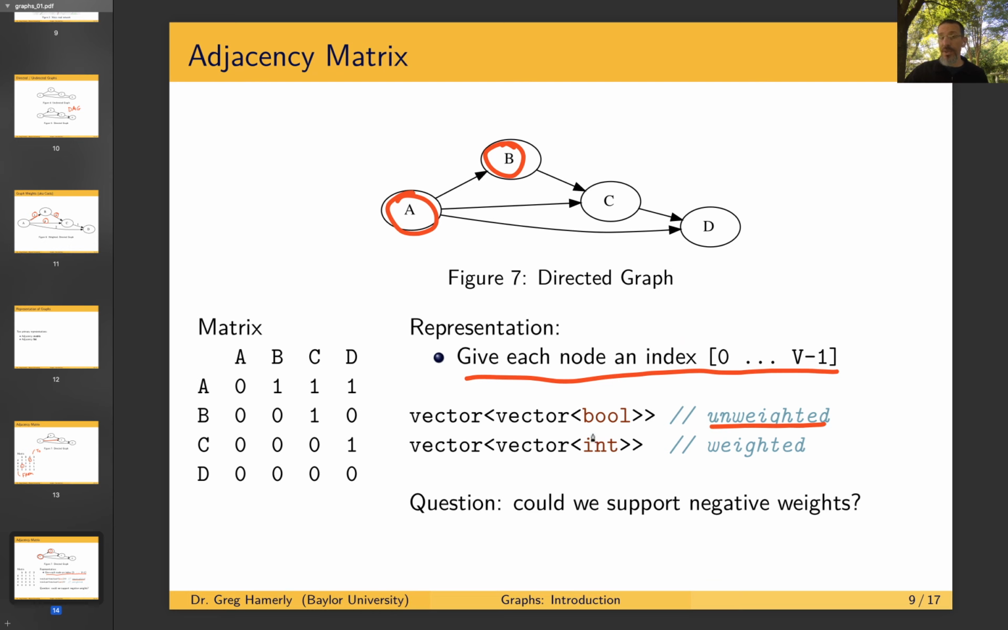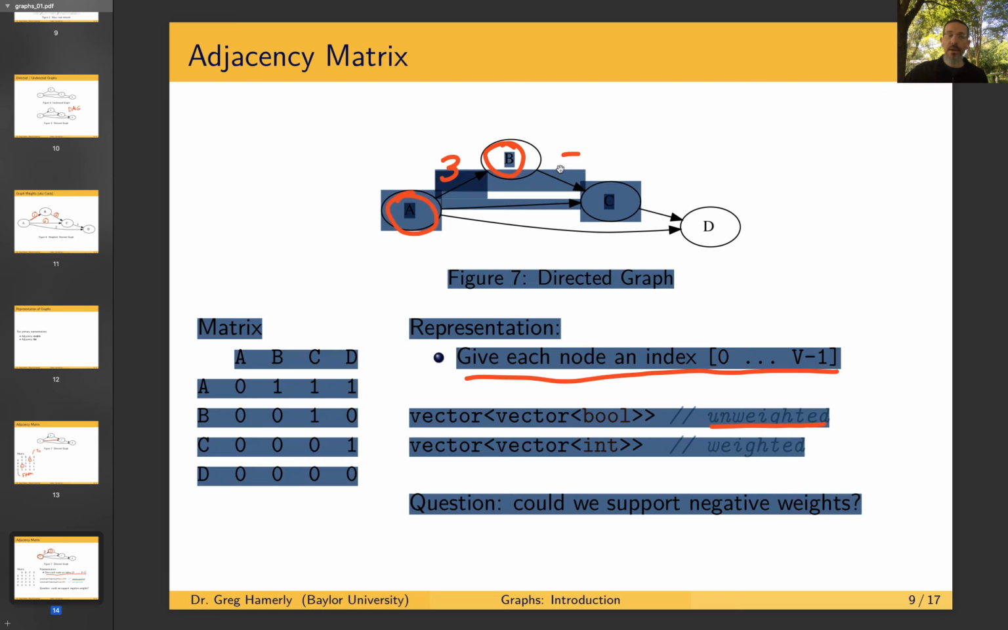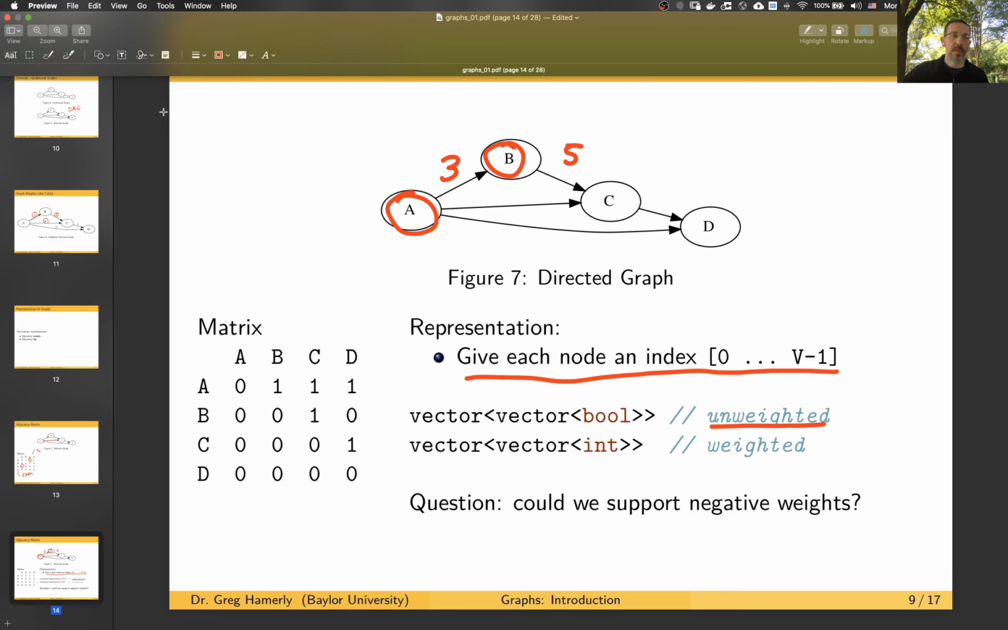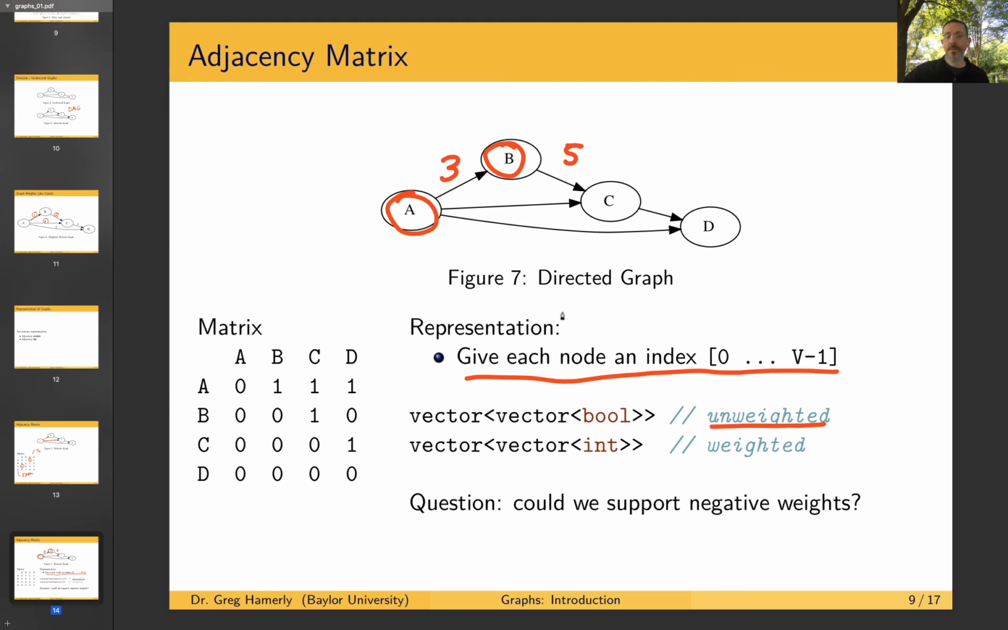But if we wanted to deal with a weighted graph, so in other words, if we wanted to add weights like 3 and 5, oops, sorry, this notation software is not always perfect. There we go. If we wanted to deal with a weighted graph, then instead of dealing with Booleans at each entry in the matrix, we might put an integer or a double or whatever is your representation for a weight.